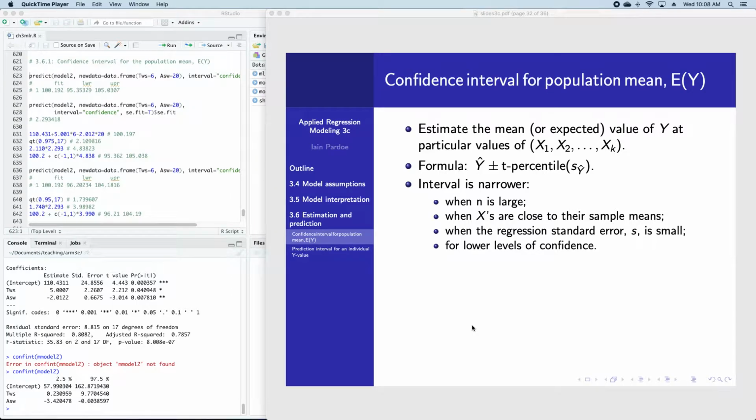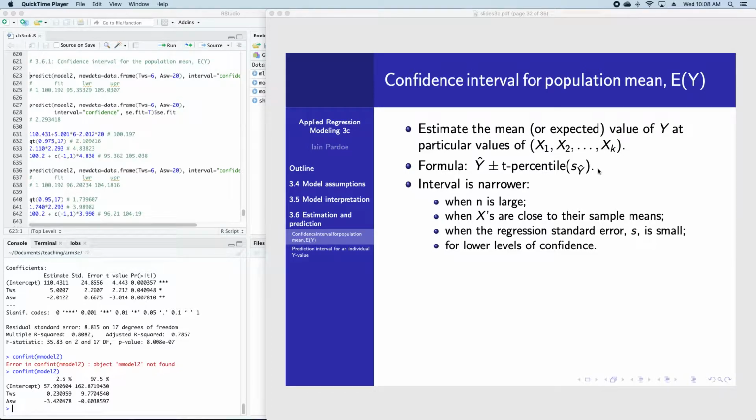In the last video, I talked about interpreting a multiple linear regression model, and I'm going to finish up this chapter by talking about how to use that model to either estimate an expected value of y or predict an individual value of y. So let's focus first on estimating the expected value of y at a particular set of values for the predictors x1 up to xk. So our formula in very simple terms is y hat, the predicted value of y at those particular values of x1 up to xk, plus or minus a t percentile times the standard error of estimation.